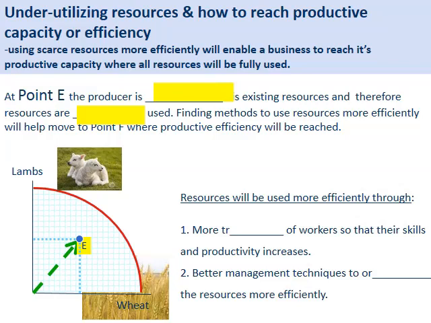If we are producing inside the curve, say at point E, we're underutilizing our resources. In other words, some of our resources are not fully employed. At point E, the producer is underutilizing existing resources, and in other words, there are unemployed resources, and they're not being efficiently used. And of course, the challenge in all businesses is to find ways to make sure that resources are fully used.